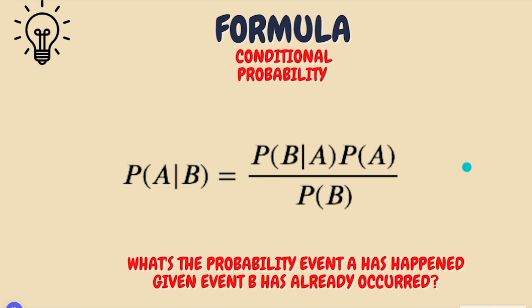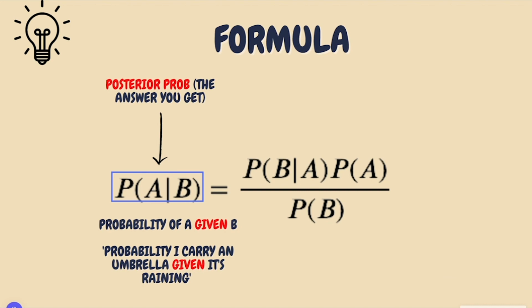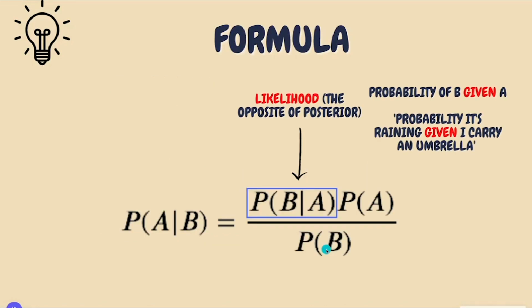It answers the question, what's the probability event A has happened given event B has already occurred? This straight line called the pipe is called given in this formula. So let's break down this formula. On the left-hand side, you have what we call the posterior probability. It's the answer you get back out. I always remember this because posterior means the back. In the formula, it's the probability of event A given B. So for example, the probability I carry an umbrella, event A, given it's raining, event B.